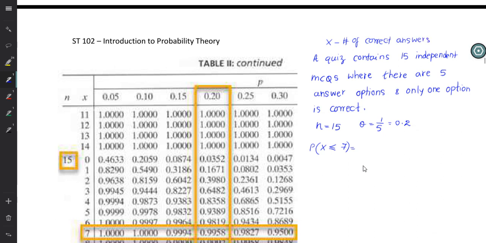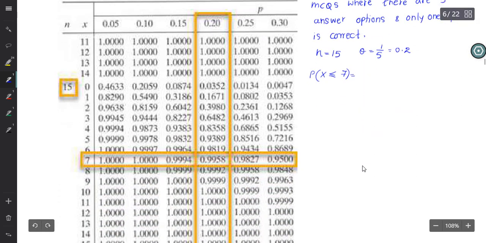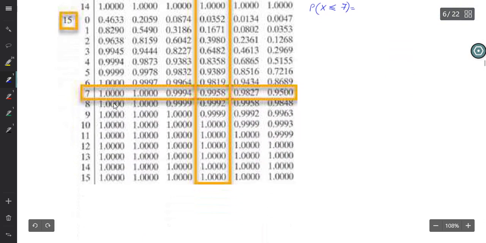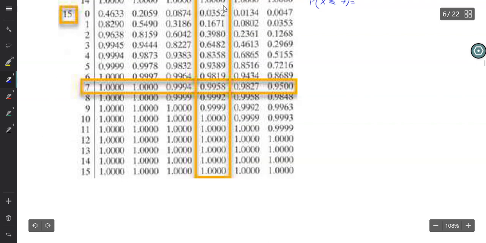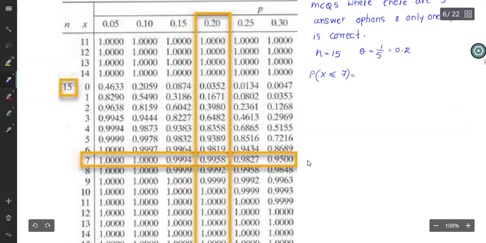So x less than or equal to 7. You get the binomial table and find the correct subtable for n equals 15. Here's my n equals 15 subtable. This is what I'm going to look at.